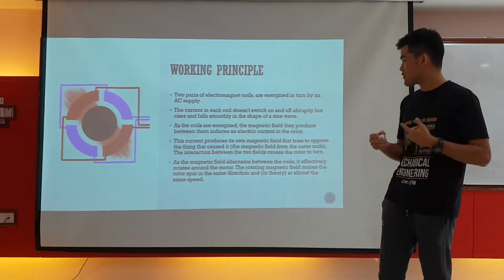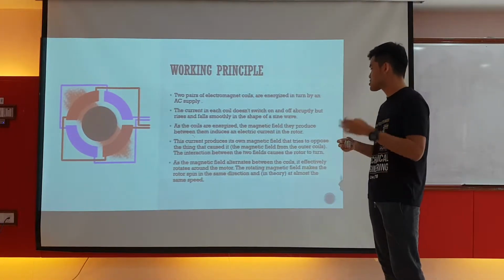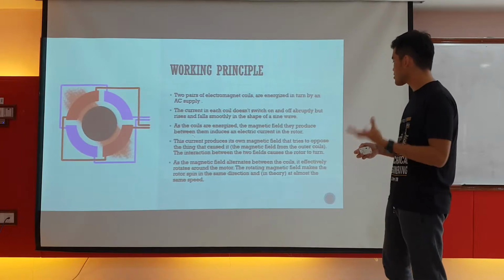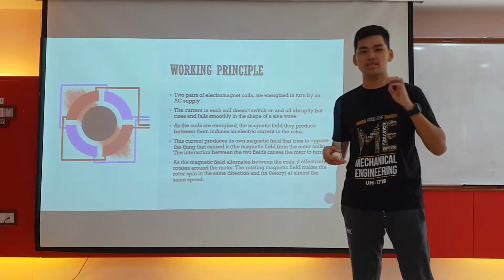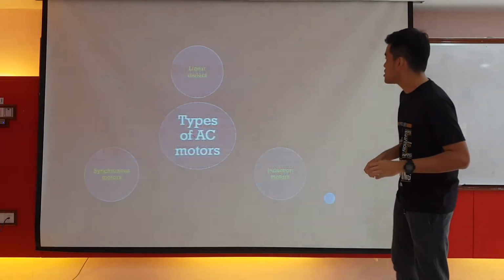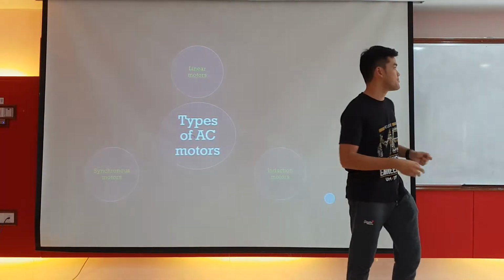Then as the magnetic field alternates between the coils, it effectively rotates around the motor. And then the rotating magnetic field makes the rotor spin in the same direction and, in theory, at the same speed as well. So for the synchronous motor, I would like my teammate to explain more about it.